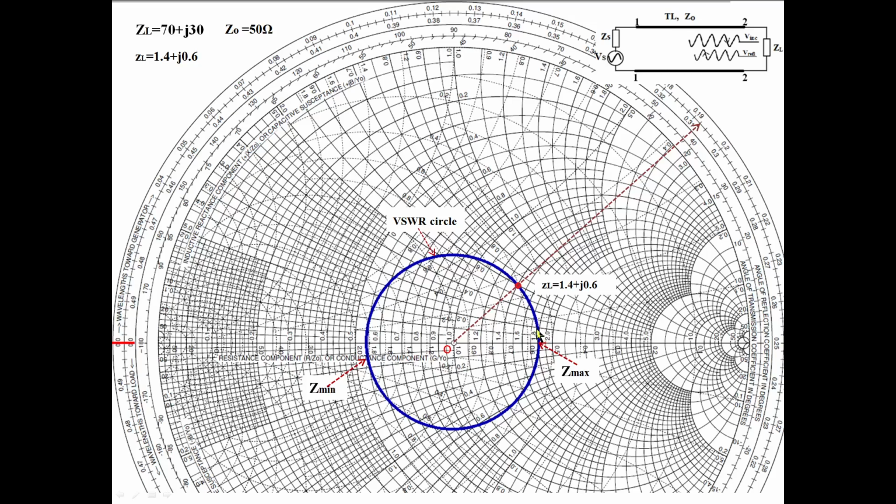What is the resistance value? You read it. The resistance value is 1.8 at this position. This is a 1.8 circle. That 1.8 circle is passing through this point, approximately I am taking. And 1.8 is the resistance value.